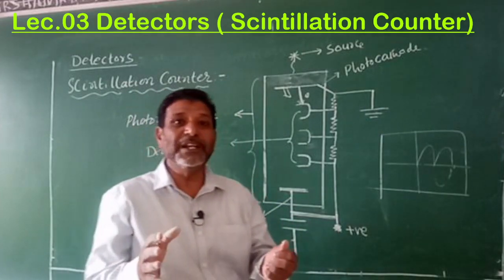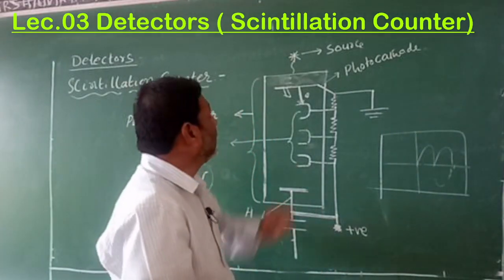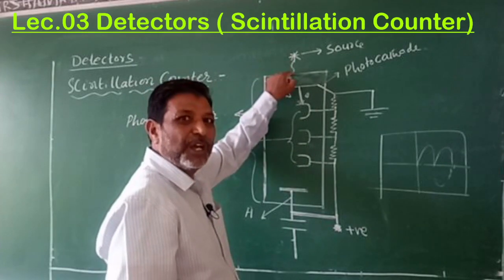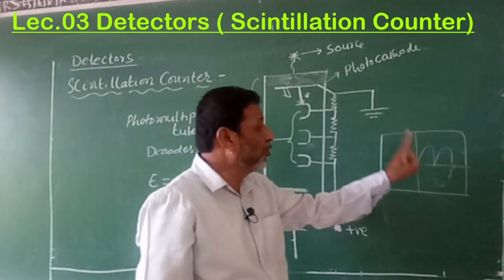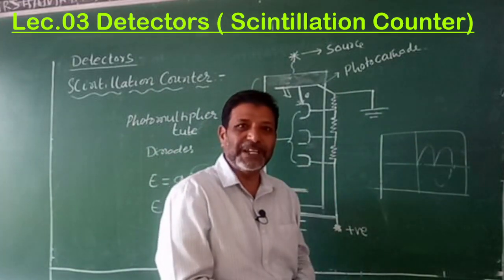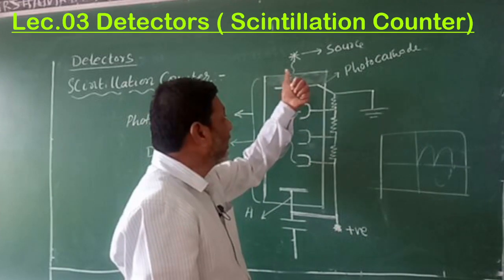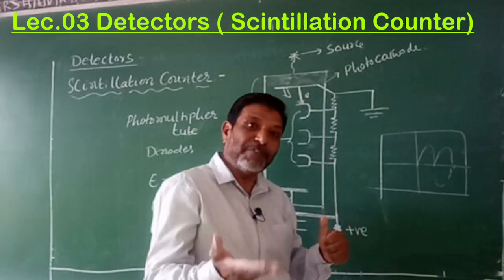I want to make it clear in a simple way that calibration means what you have to do. First, you send the particle of known energy, then you find or measure the pulse height. By knowing that, you can find the unknown energy also.